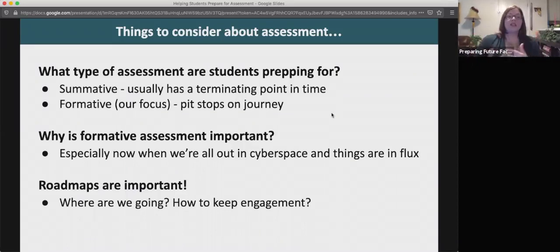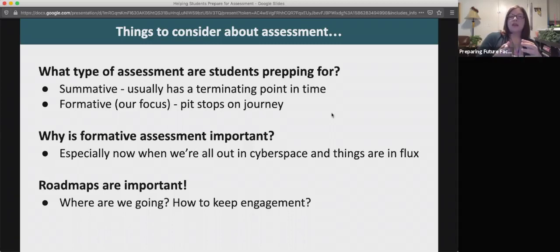When we talk about assessments, we want to think about what type of assessment students are prepping for. And we usually see that there are two types. The first one that I think we are all the most familiar with is summative assessment. These are usually assessments that have a terminating point. For instance, a summative assessment might be like a midterm exam. Students come into the classroom and they take the exam. That's it. It's done.